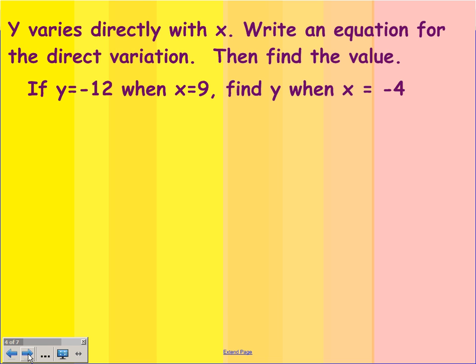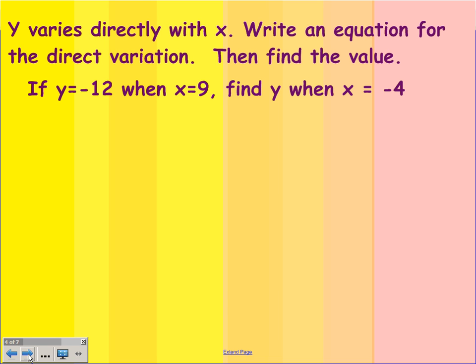So y varies directly with x. That tells us to write an equation for direct variation. When it varies directly, that means it's proportional. That means it's the same rate of change, the same unit rate. So once we know the equation, then we can use that equation to determine the missing value.